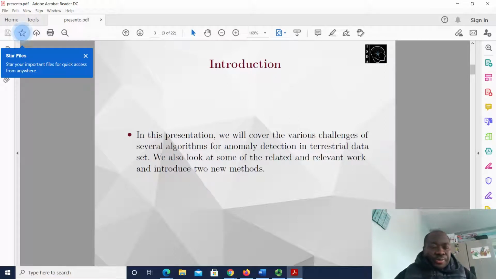Then the introduction. In this presentation, we will cover the various challenges of several algorithms for anomaly detection in terrestrial datasets. We also look at some of the related and relevant work and introduce two new methods.